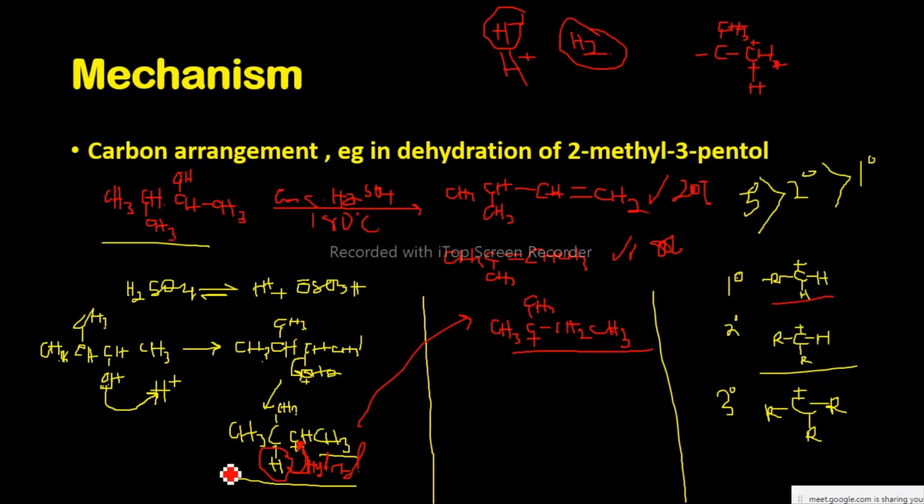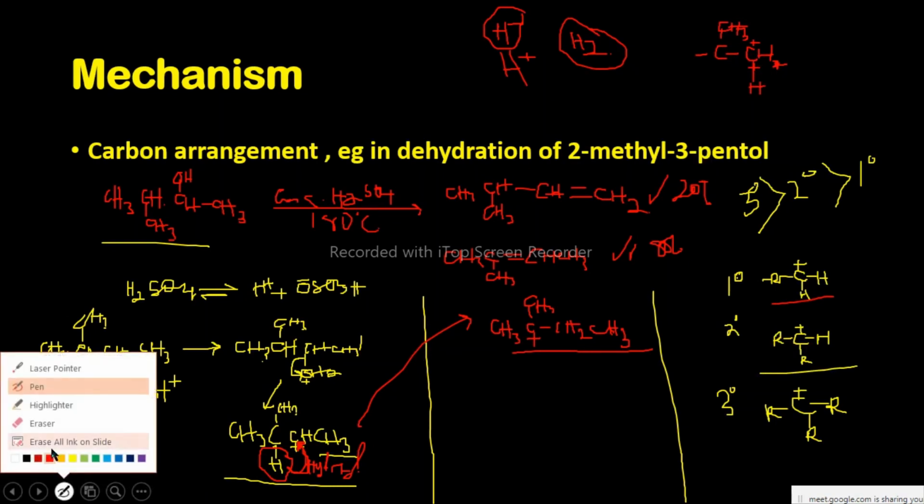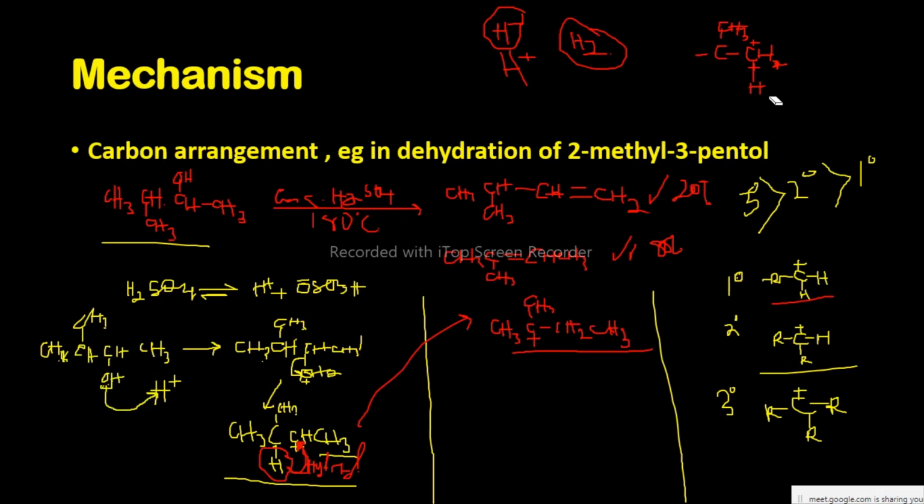Sorry for this. Let me erase this, and erase this also, and put the hydrogen here. That's good. So this one, there is a 2 here. So this one is a primary carbocation. You can see this is an alkyl group, don't get confused. So a primary is unstable compared to a secondary carbocation.